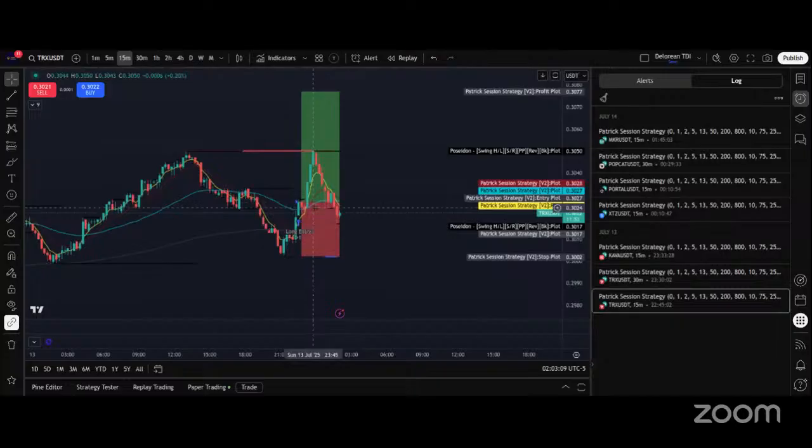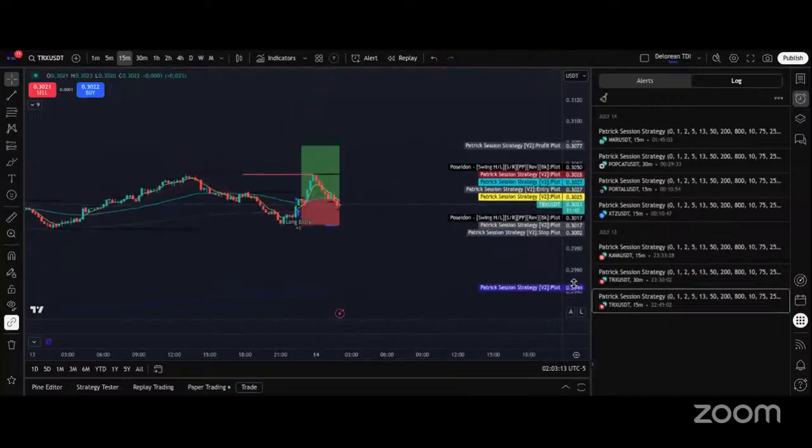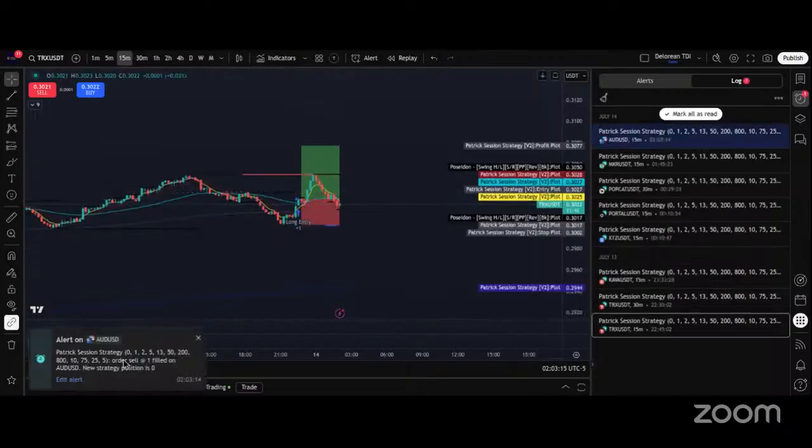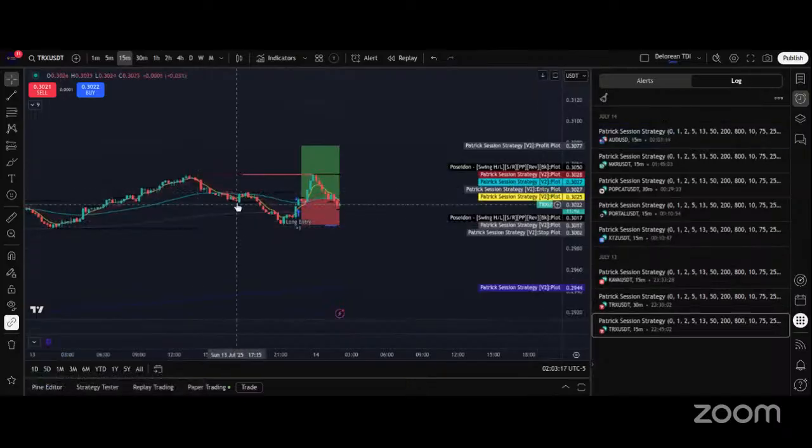In addition to that, you have a few other lines. You have the 50 EMA, which is the aqua line. You have the 200 EMA, which is the gray line. And you have the 800 EMA, which is the blue line. These are major areas of support and resistance. In this case, because the lines are on the bottom, these are major areas of support.